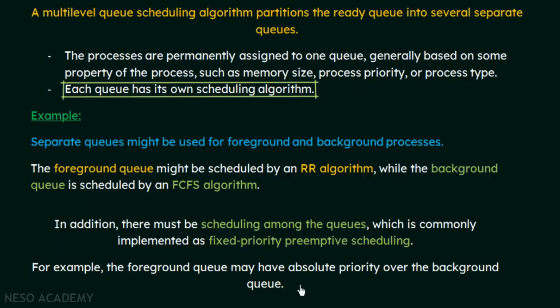So this is what happens. There is a scheduling among the queues themselves. So keep in mind, there is scheduling among the processes within the queue, and also there is scheduling among the queues themselves. So that is what we mean by multi-level queue scheduling. So we'll take an example to make this clearer.